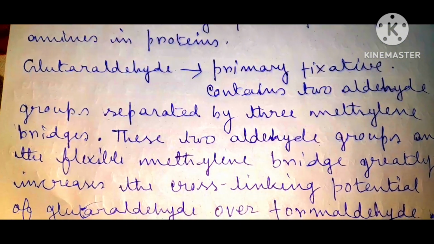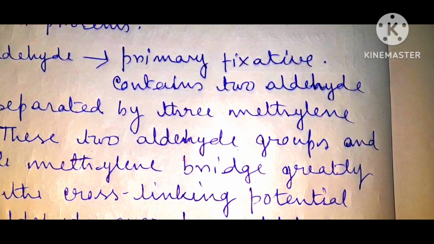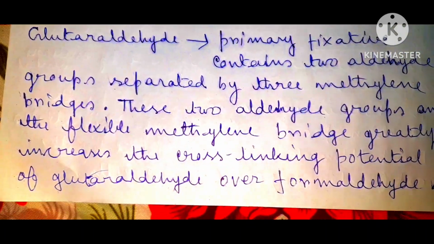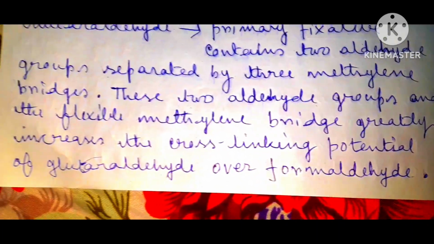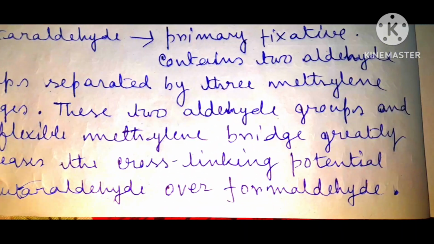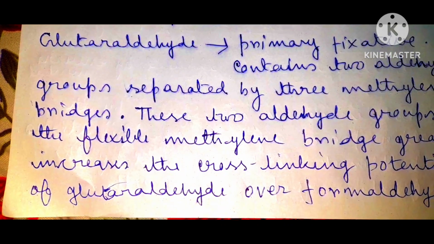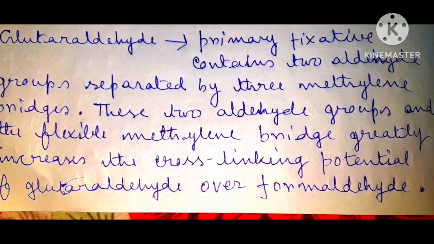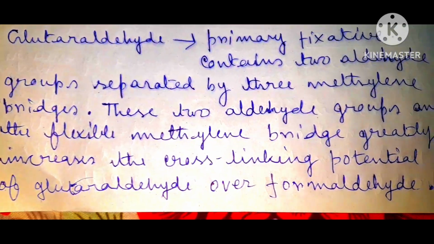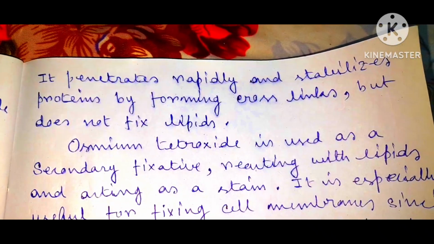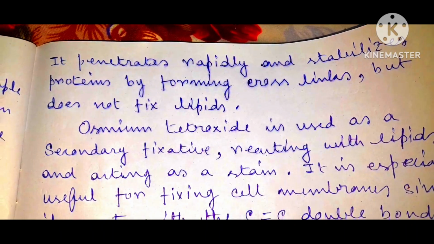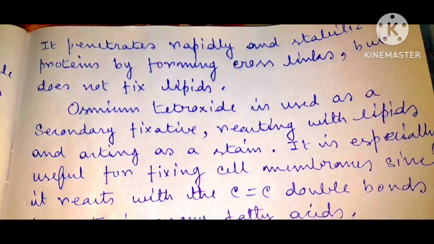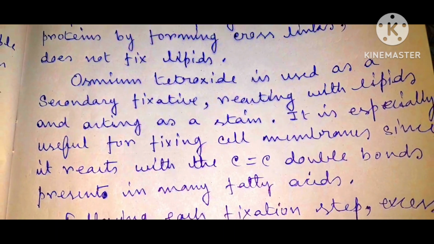Then glutaraldehyde, another fixative. It is also a primary fixative, and contains two aldehyde groups separated by 3 methylene bridges. These two aldehyde groups and the flexible methylene bridge greatly increase the cross-linking potential of glutaraldehyde over formaldehyde. It penetrates rapidly and stabilizes proteins by forming cross-links but does not fix lipids.